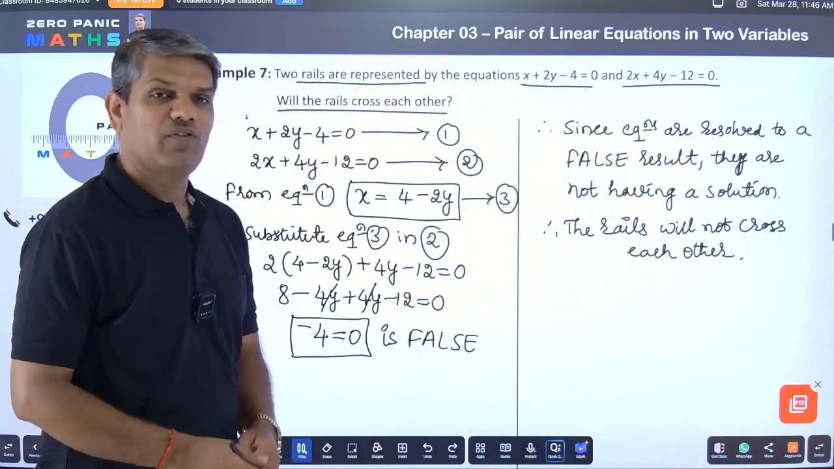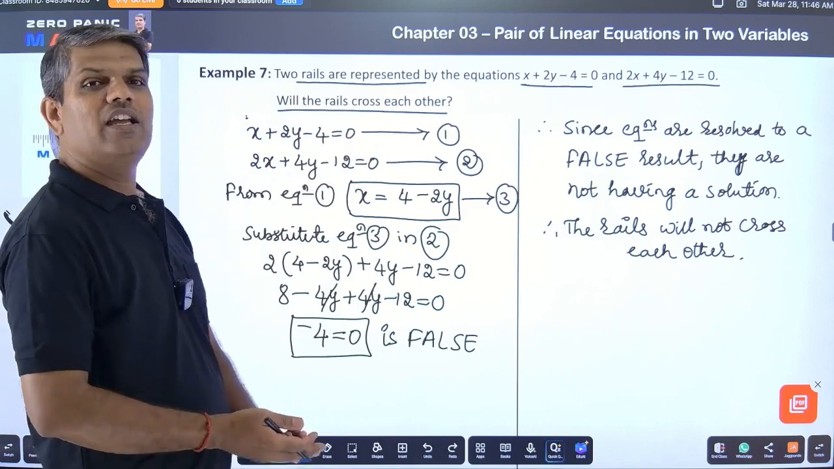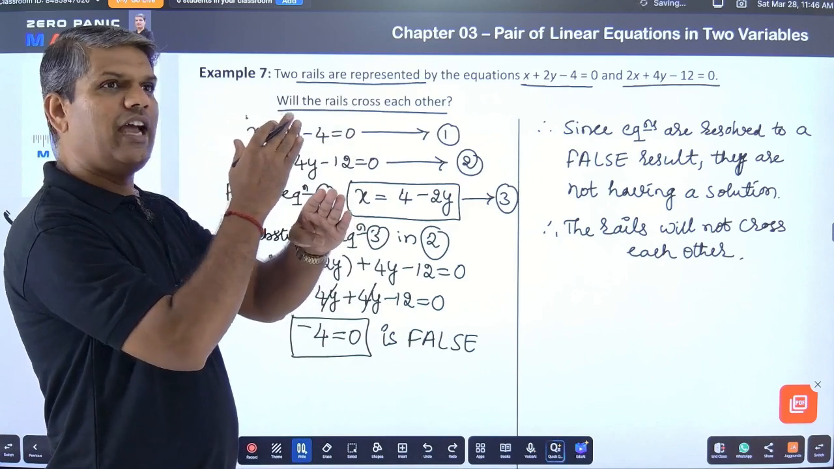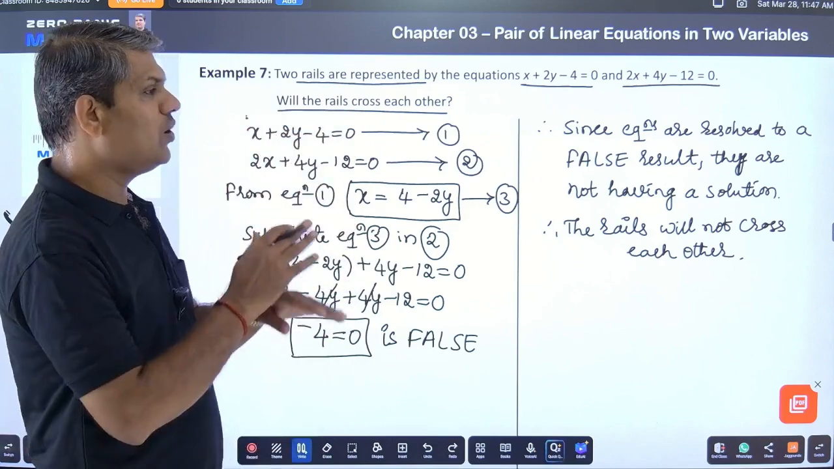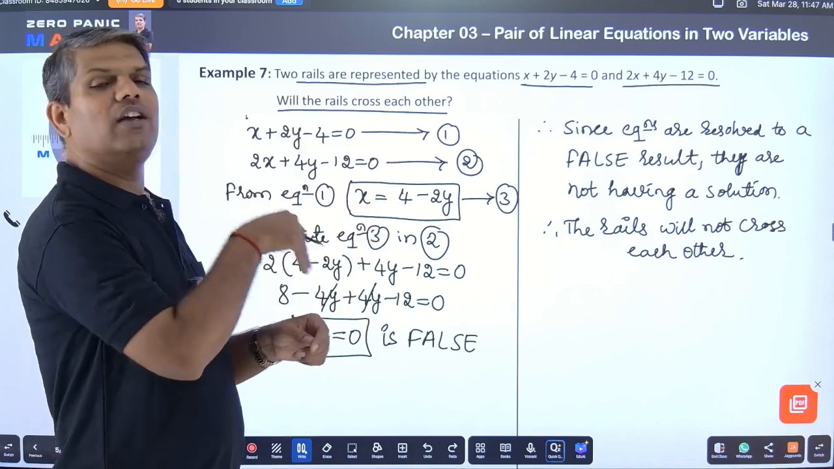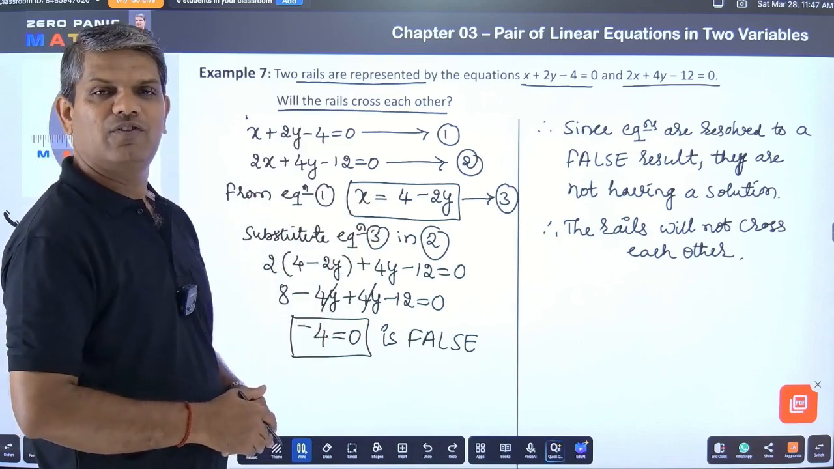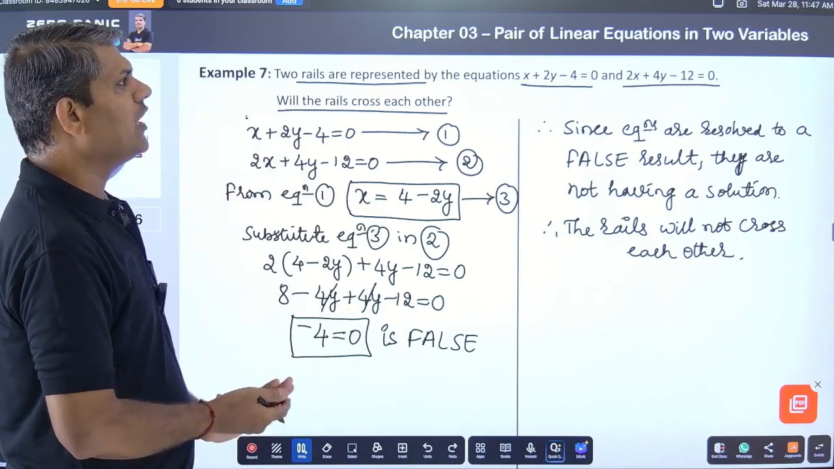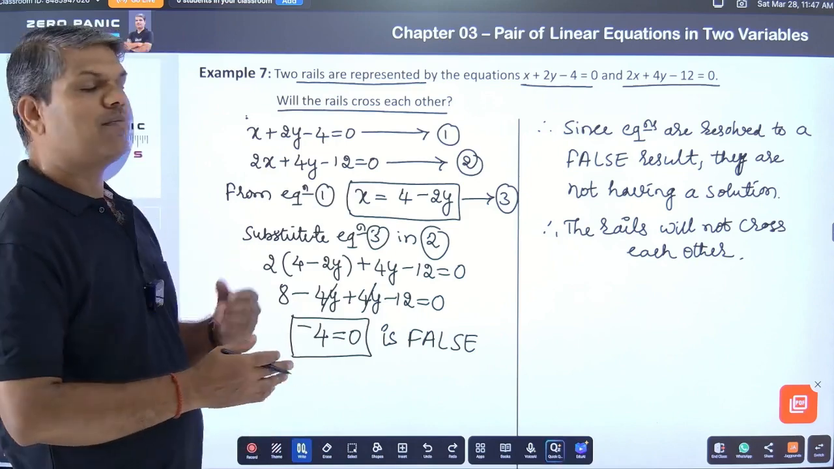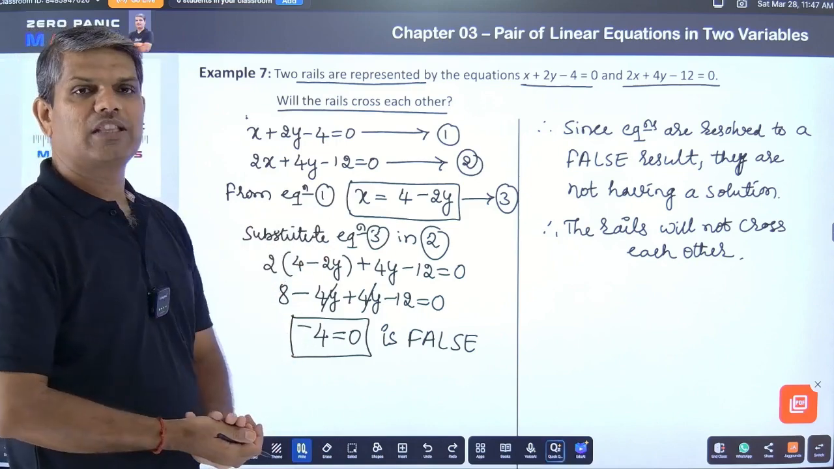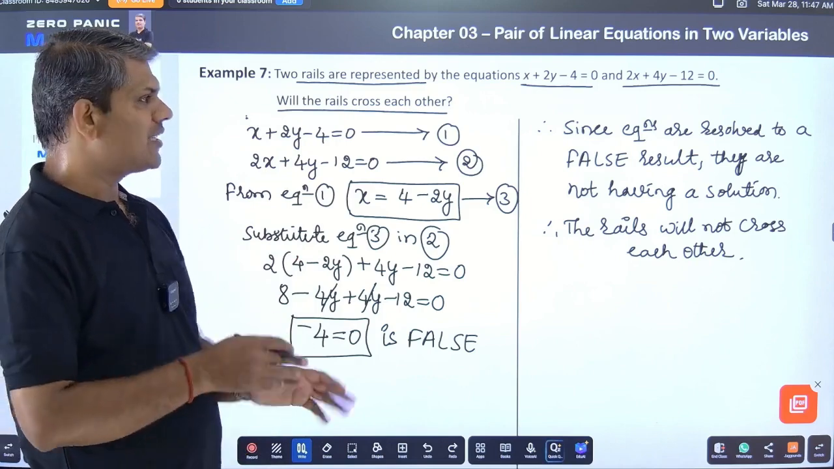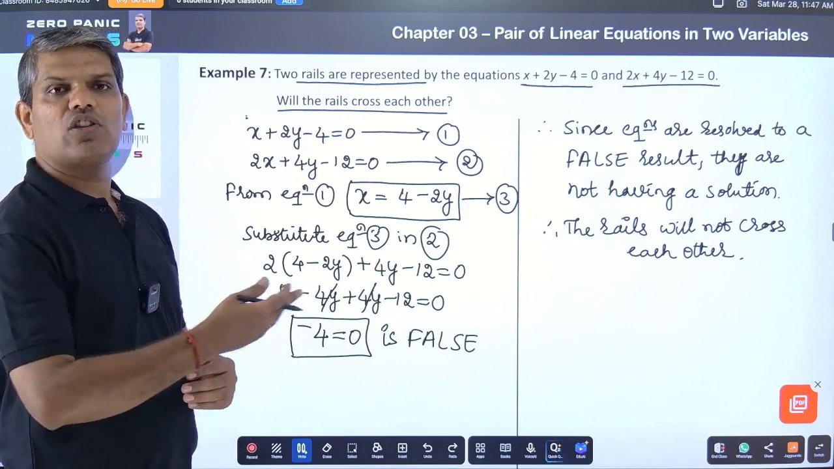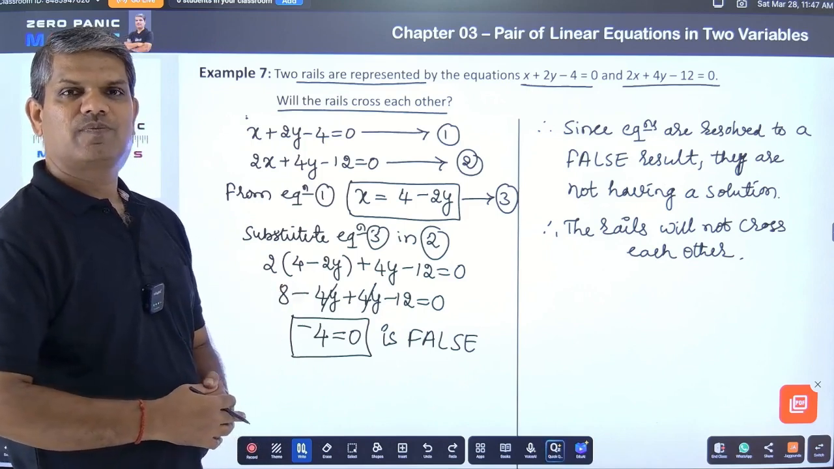Okay, why are we saying rails will not cross each other? Rails crossing each other is exactly equal to two lines intersecting. So that will happen only if there is a solution to it. Fine. So this is about example 7. Okay, now that we have discussed some solved examples on the substitution method, we can see some exercise problems also in the next session. Thank you.